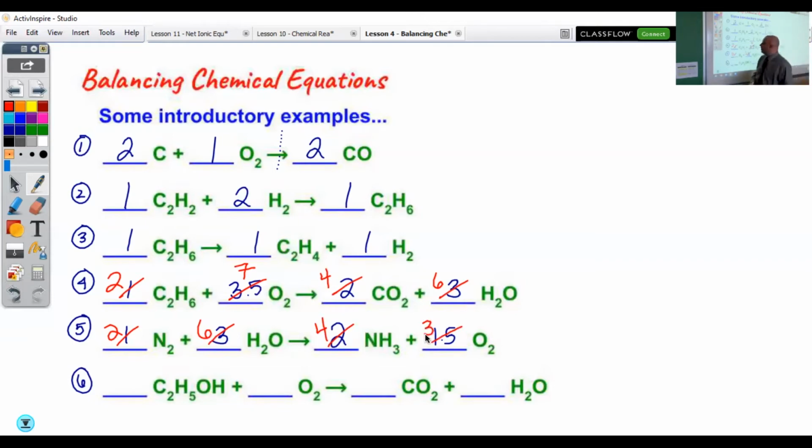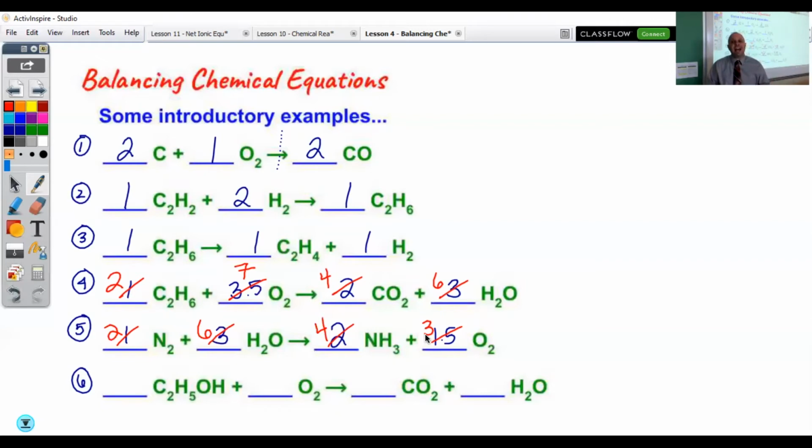Now let's take a look at our equation. We have 2 times 2, that's 4 nitrogen, 4 nitrogen. We have 6 times 2, that's 12 hydrogen, 12 hydrogen. We have 3 times 2, which is 6 oxygen, and we have 6 oxygen right here.